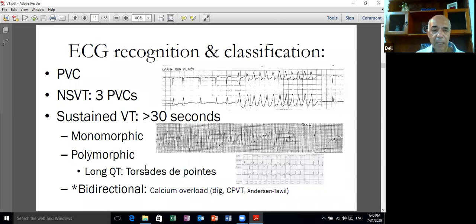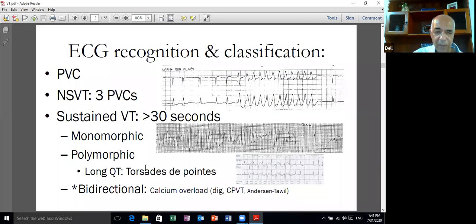Now we can get a fourth type called multiple monomorphic or pleomorphic. This is monomorphic ventricular tachycardia in series, but the monomorphic ventricular tachycardia takes bundles of different morphology. So you get some beats of the same morphology, then you get other beats of a different morphology, and so forth. So these are the four types of sustained ventricular tachycardia.